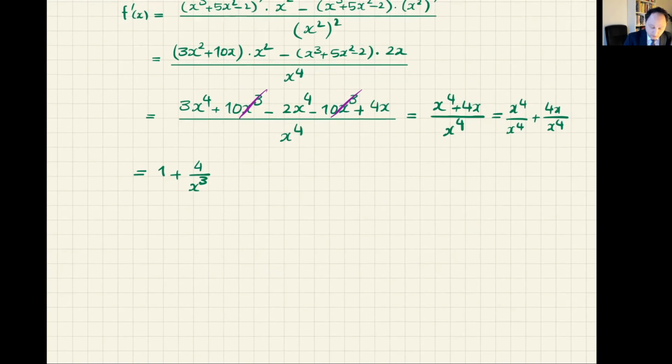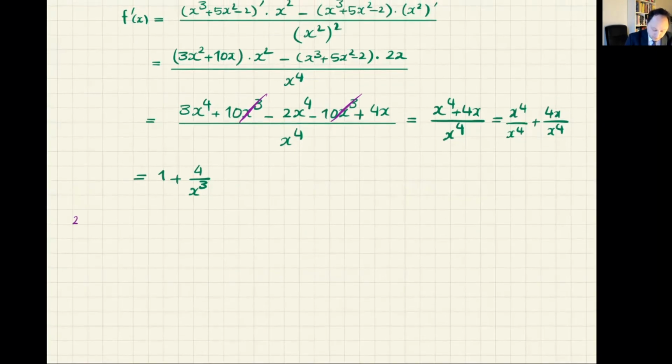Okay, so let me give you number 2. F of x, very simple functions first. You don't think it should be very complicated. No, a simple function as ln of x over x.